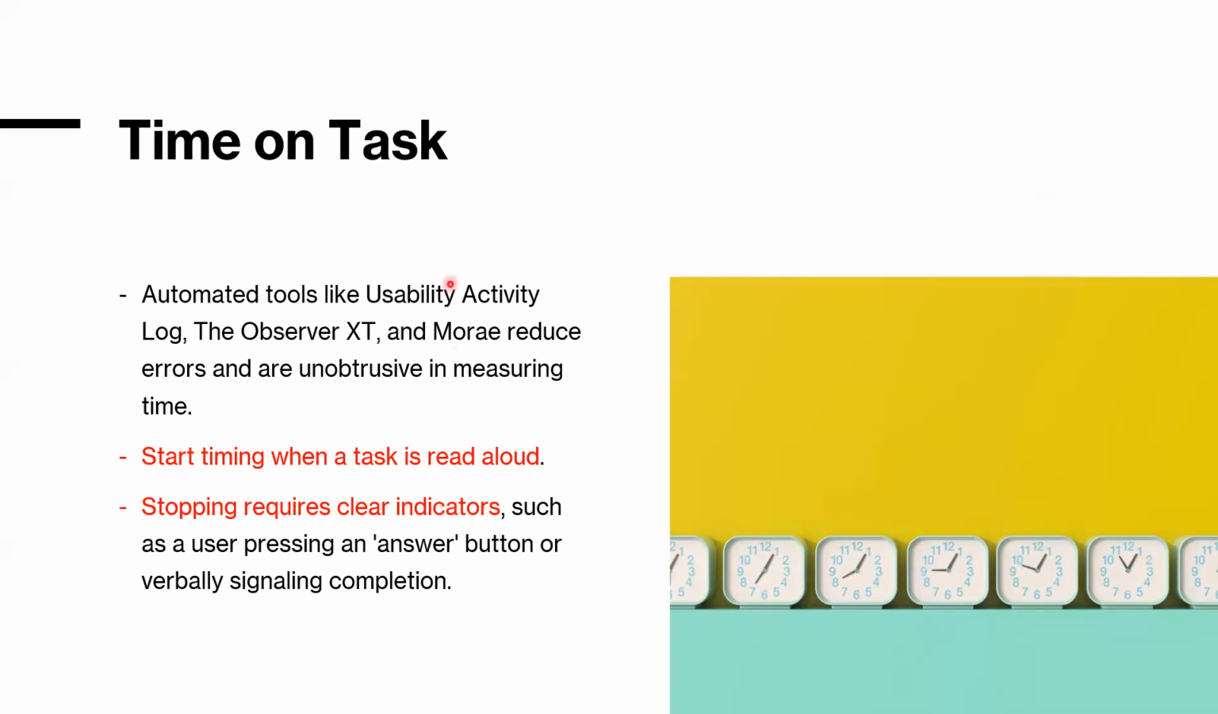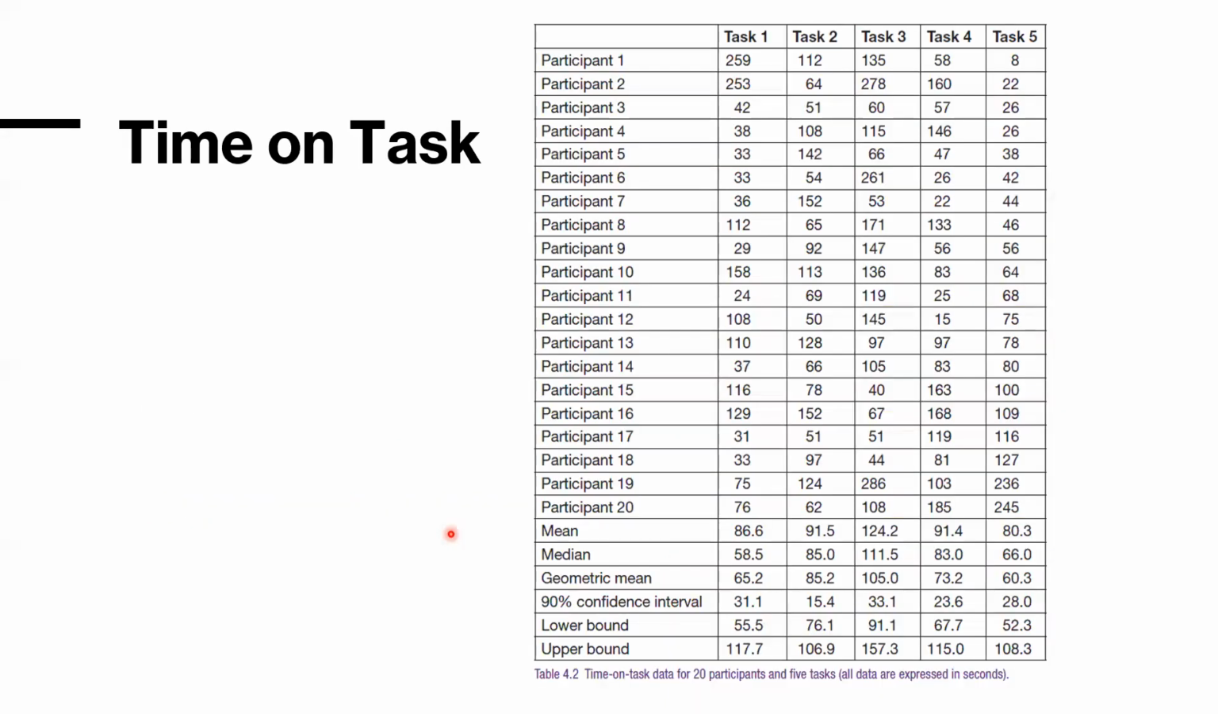So as I mentioned, there are many software tools like Morae or Observer XT. They are pretty good ones. You can record the user's timing. Start timing when a task begins, which is very important. One to start and one to stop. Stopping requires clear indicators, and you can design it based on what you want to achieve in your task. So this is pretty simple but quite effective.